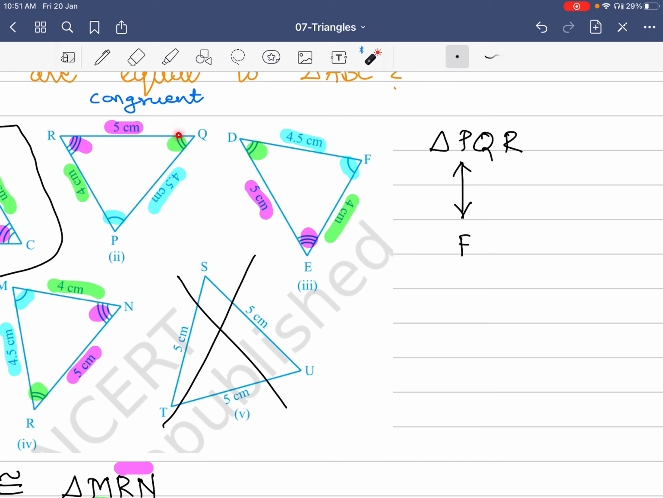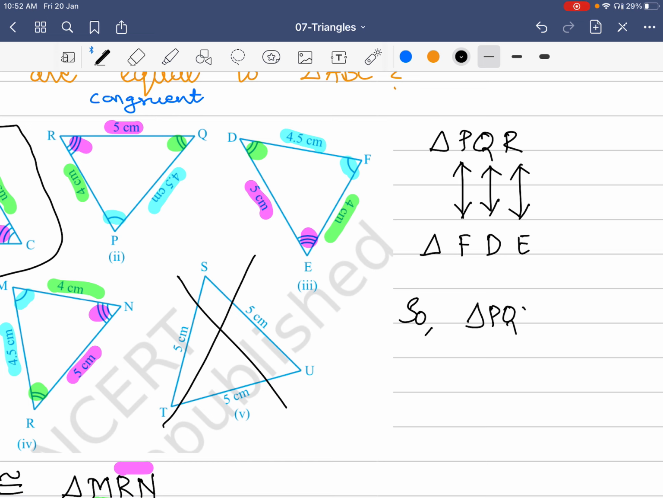Then Q is congruent to D. So one-to-one correspondence, Q is congruent to D. And finally R, only one angle remaining. R is congruent to E. So R is congruent to E. So we have to say triangle PQR is congruent to triangle FDE. Okay, the notation is important. The order is very important. FDE. You cannot say DEF or EFD or any other random combination. So triangle PQR is congruent to triangle FDE in that order.